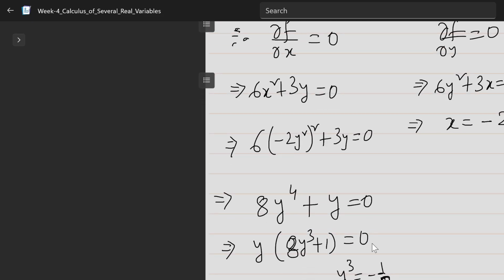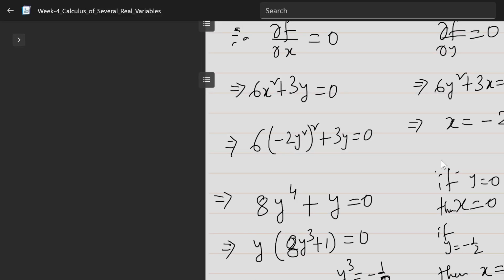So if y is 0, then x is also 0. If y is minus half, then x is minus 2 into 1 by 4, that is minus half, right? I will write this in the next page. How to do this? Okay, I'll write it again. I don't know how to copy this bit.